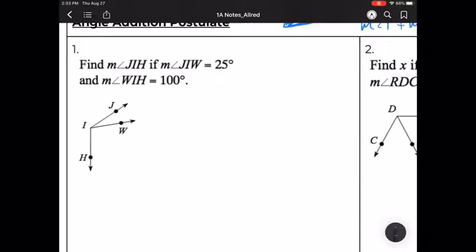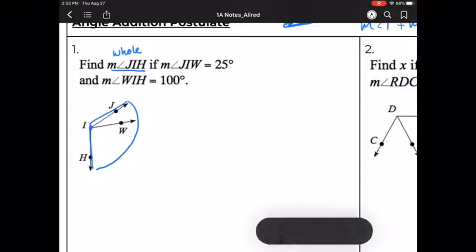So here we've got some information. I've got these angles I've put together. All of these angles have a common vertex of I. That's why I can't call any one of them angle I. The first thing they tell me is the measure of angle JIH is what we're supposed to find. Well, JIH, that's the whole angle altogether. I'm looking for the whole amount.